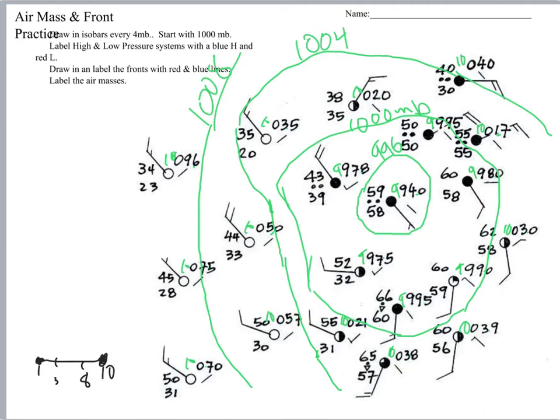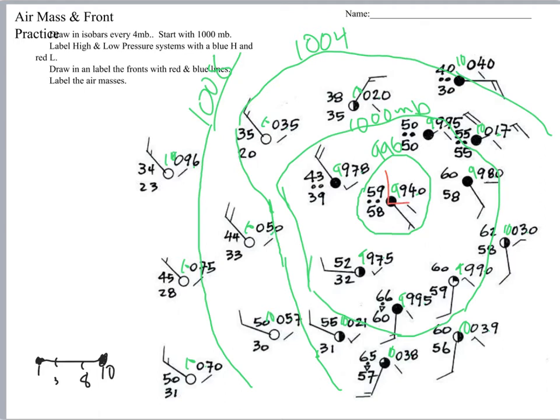Now we're going to label our high and low pressure systems. Low pressure is always written in a red L, and a high pressure system is always written in a blue H. Usually your pressure systems are sort of bullseyed with a circle, so we can look at the pressure inside the circle versus the numbers outside the circle. Inside, it looks like my numbers are lower. That's what makes it a low pressure system.